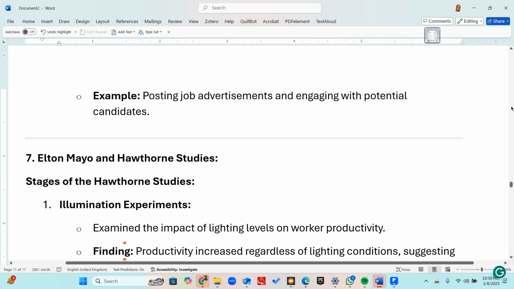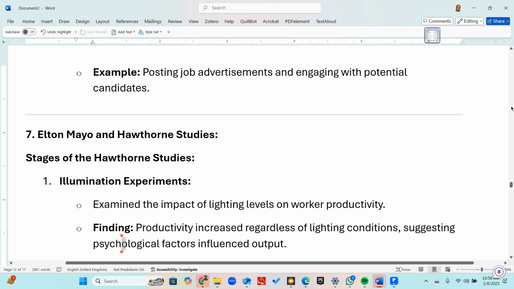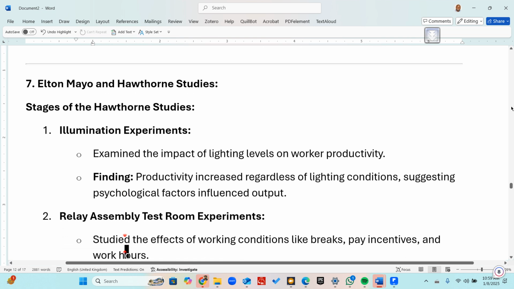Elton Mayo and the Hawthorne studies. First, the stages of the Hawthorne studies. We see the illumination experiment, which examined the impact of lighting on levels of workers' productivity. The research was done in a factory. They illuminated the factory, put lights everywhere and saw the impact on workers' productivity. They reduced the lights and saw the impact also on workers' productivity. Productivity increased regardless of lighting conditions, suggesting that psychological factors influence output more than light.